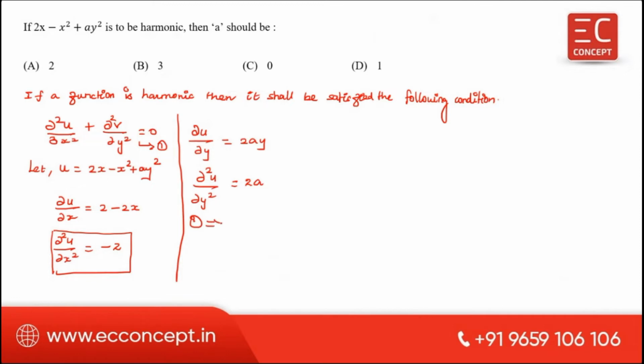Therefore, equation number 1 implies minus 2 plus 2a is equal to 0. So 2a is equal to 2, and a is equal to 1. So the answer for this question is 1. Okay.